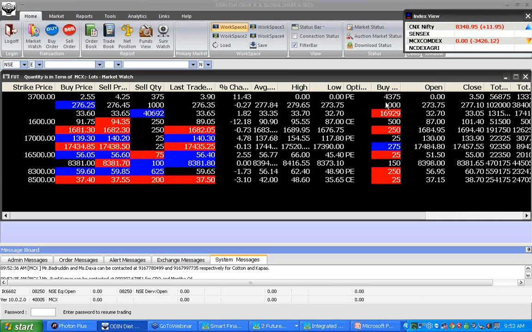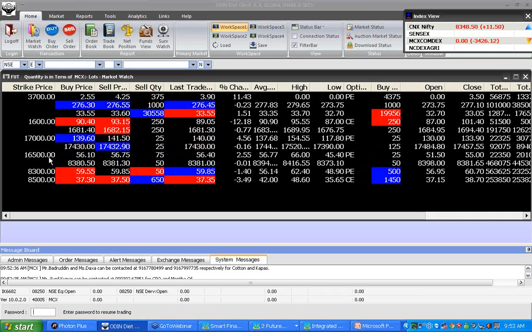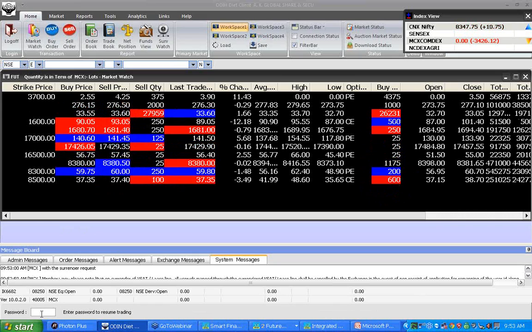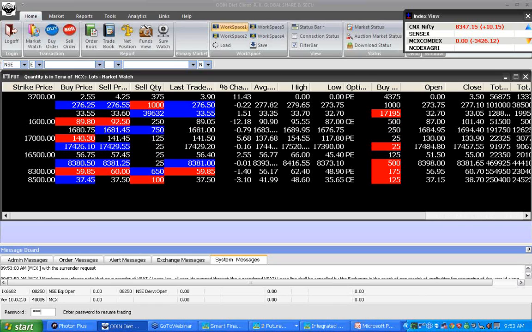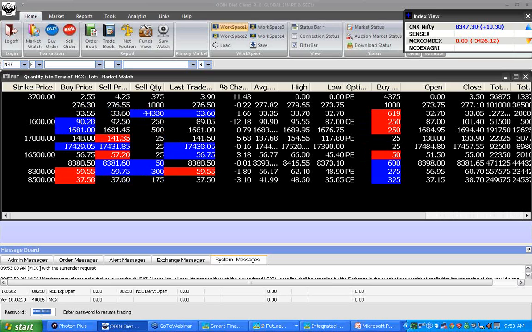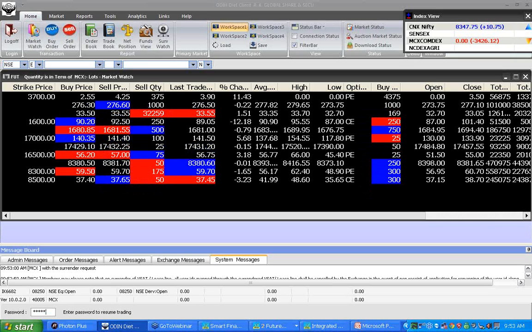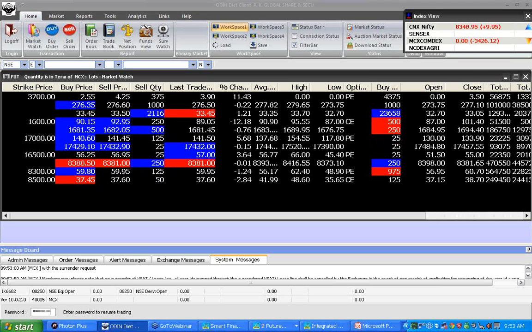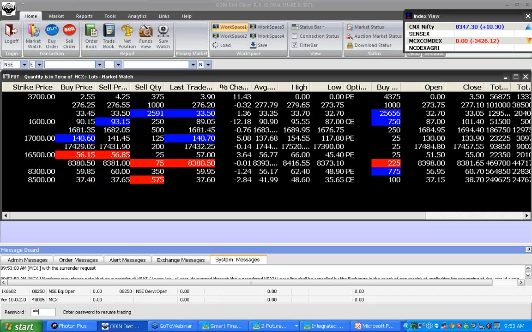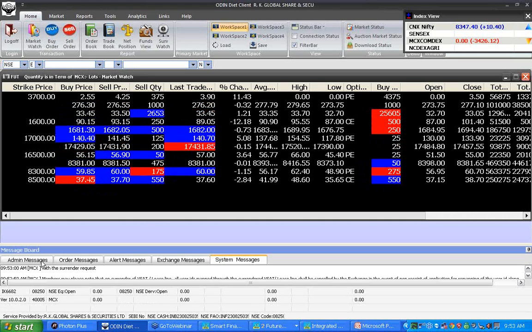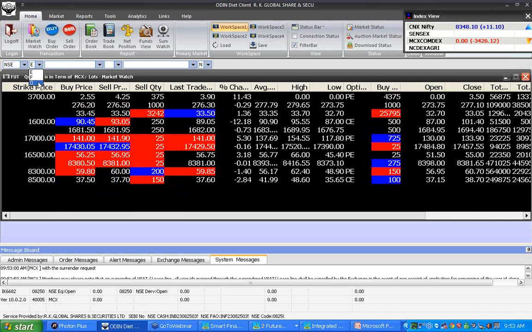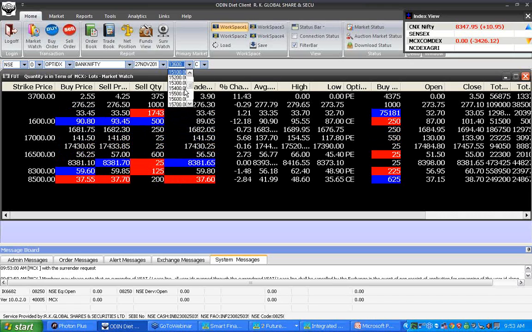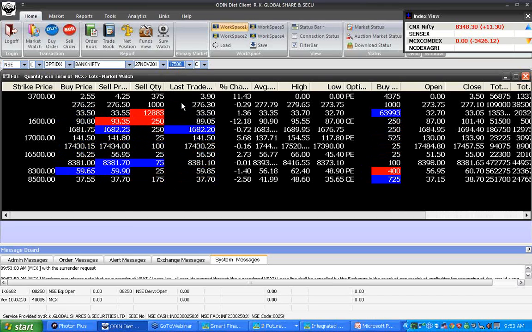This is the option arbitrage trading technique. We have taken a view of the 17,500 call option. So let me move to an arbitrage opportunity. If there is any arbitrage opportunity, we can utilize it. We have taken the reference of the 17,500 call option.